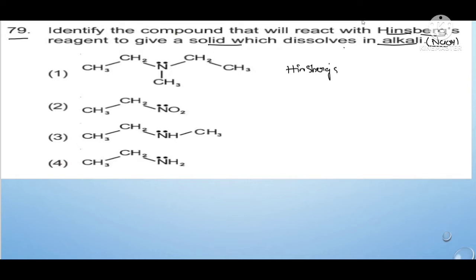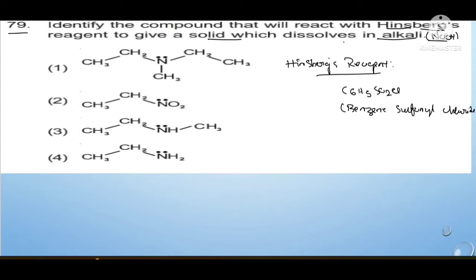Hinsberg's reagent. Its chemical formula is C6H5SO2Cl, and its name is benzene sulfonyl chloride. Benzene sulfonyl chloride is called Hinsberg reagent.